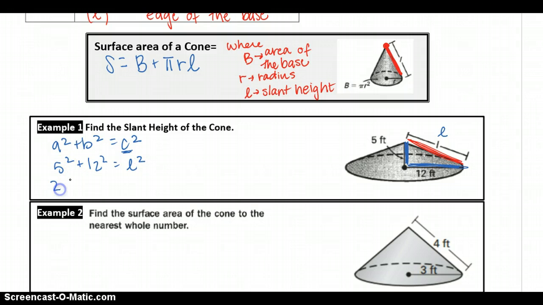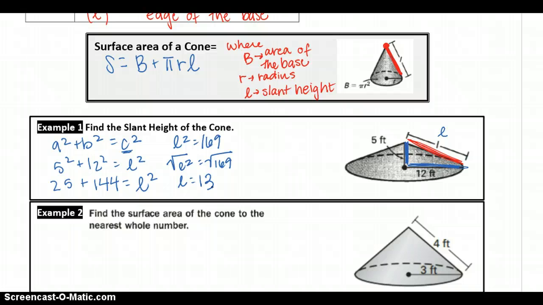5 squared is 25, plus 12 squared is 144, is equal to L squared. 144 plus 25 is equal to 169. So we have L squared equals 169. To undo a square, we must use a square root. So we take the square root of both sides, and we get L is equal to the square root of 169, which is 13. And our units for slant height are just the distance, so our units are just going to be feet.